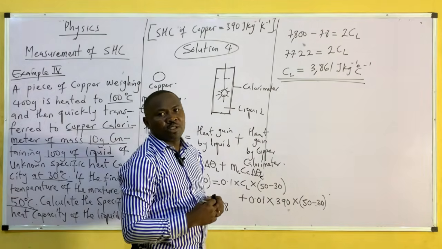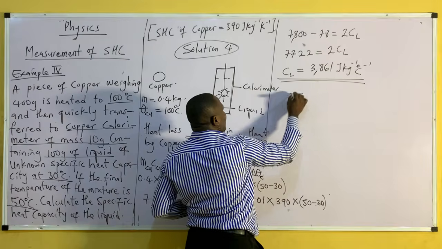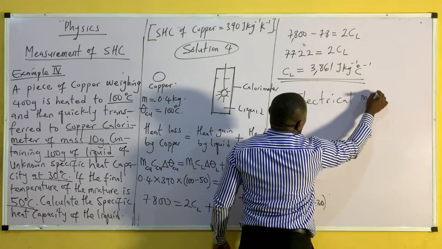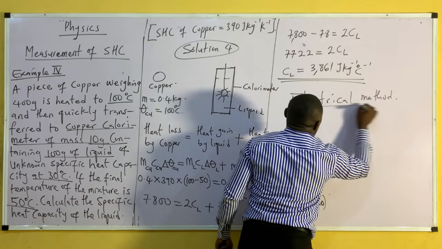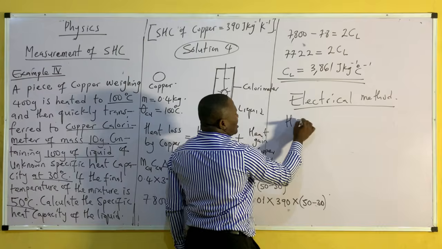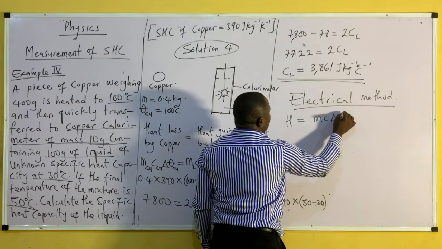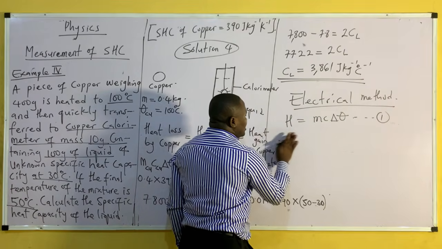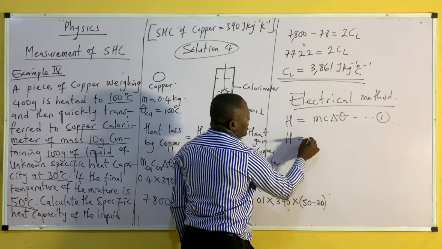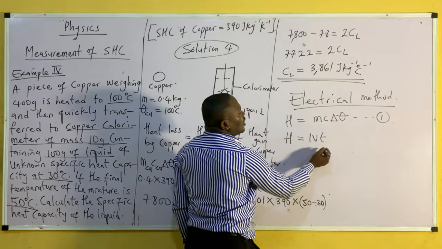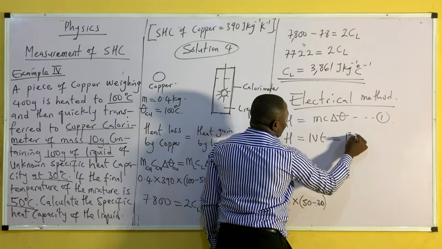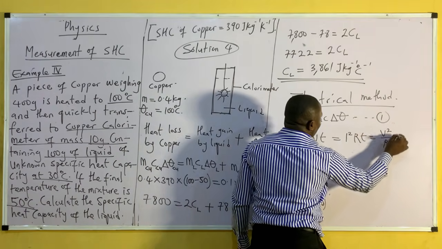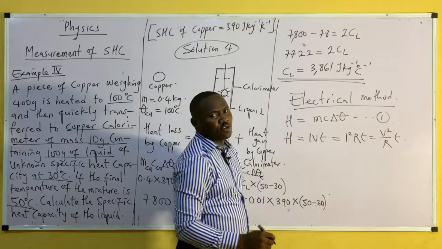Now I want you to notice this, that there is one called the electrical method. It's very simple, electrical method. Now what about this method? The electrical method, remember that heat is equal to mc change in theta. That's equation 1. Electrical heat is equal to IVt, which is equal to I squared Rt and is also equal to V squared over R times t. All of these are electrical heat.